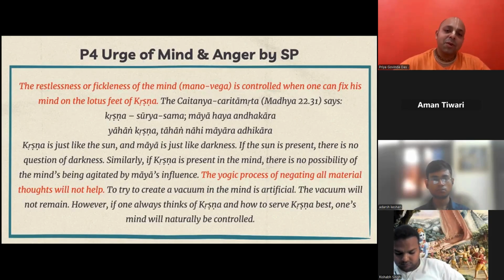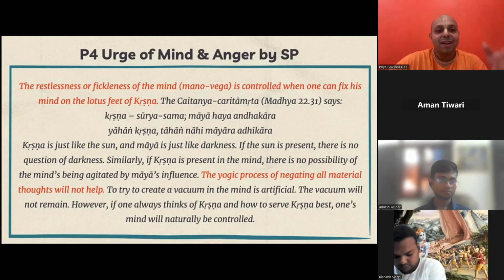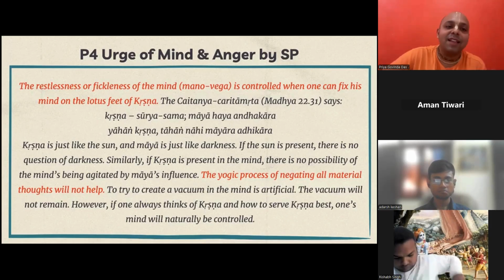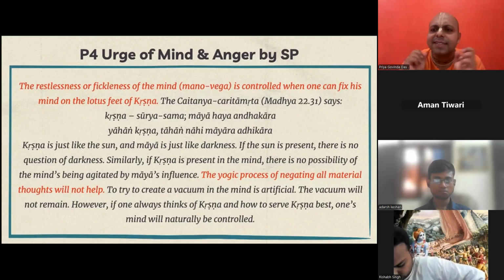Correct. So, the interesting thing here is that Prabhupada directly talks about controlling. Again, controlling. Because Prabhupada knew that people know their minds are not controlled. But he comes to a direct solution. He says restlessness or fickleness of the mind. What is this restlessness and fickleness of the mind? And how can it be understood?